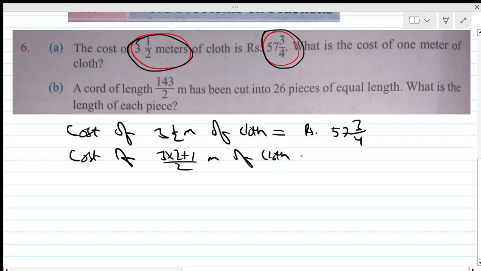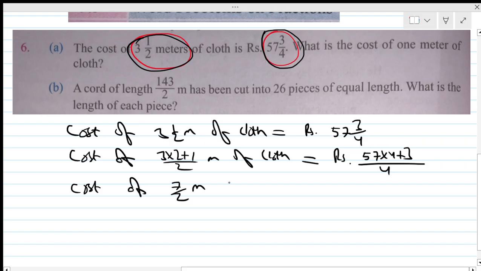The cost is rupees 57 and 3 by 4, that is (57 into 4 plus 3) divided by 4. So this is 3 into 2 is 6, 6 plus 1 is 7, sorry, I made a mistake in counting. So 7 by 2 meter. So the cost of 7 by 2 meter of cloth is equal to rupees (57 into 4 plus 3) by 4. Let me do it in rough over here.